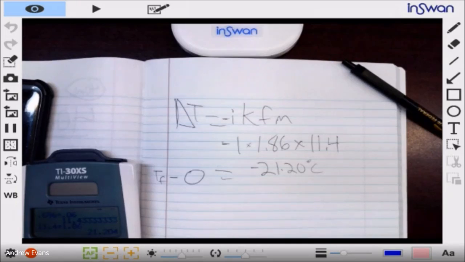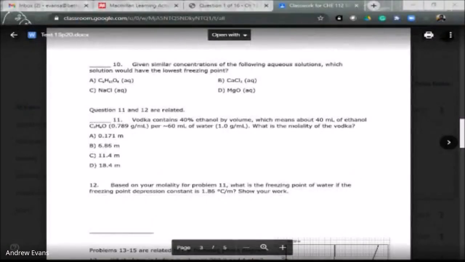Now, of course, that assumes water is the solvent. If water is no longer the solvent, then you have a different freezing point, a different Kf. We'll worry about that when it comes down to that. Going back.